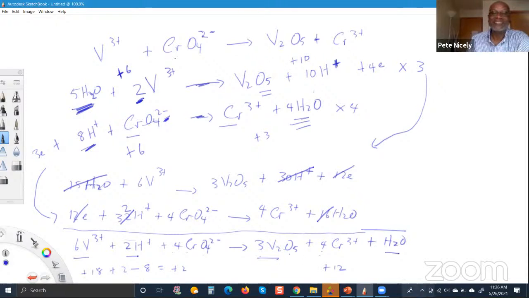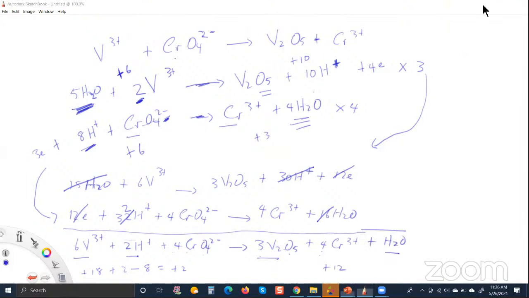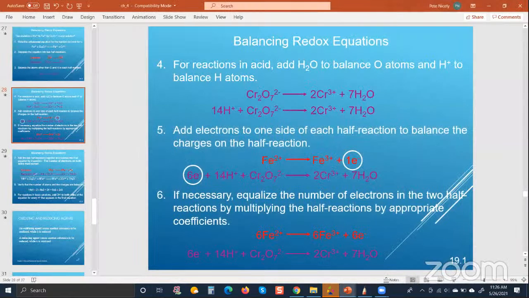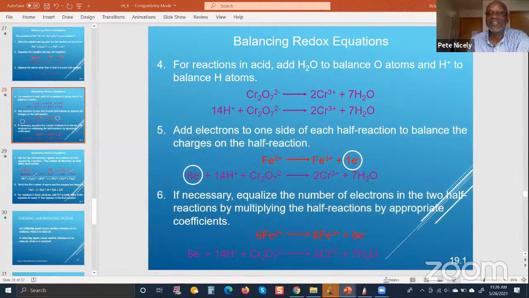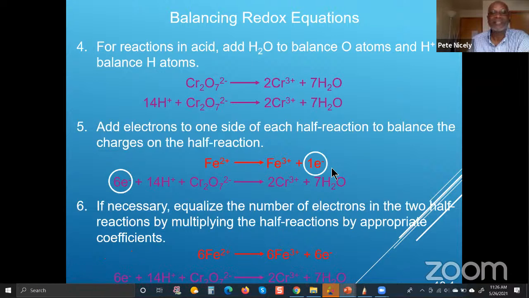So all I can say is that the more you practice these problems, the better you become at it. If you look in your textbook, I'm quite sure you'll find more problems to do on your own so that you can become more proficient at balancing these equations. Okay, so let me skip all this here. We covered this already.